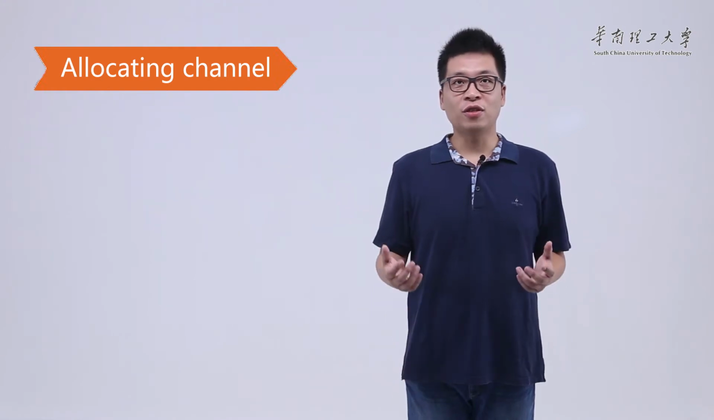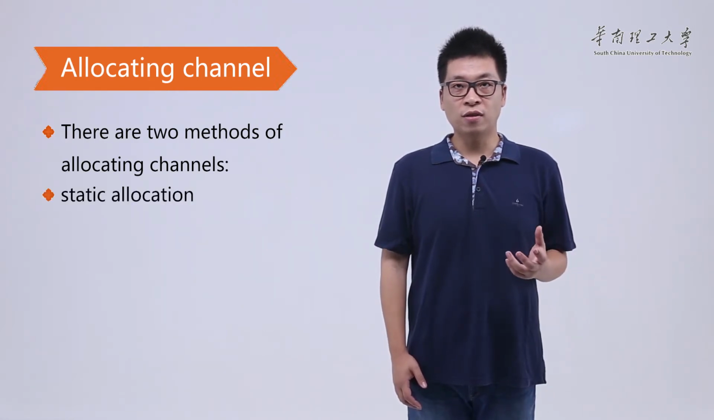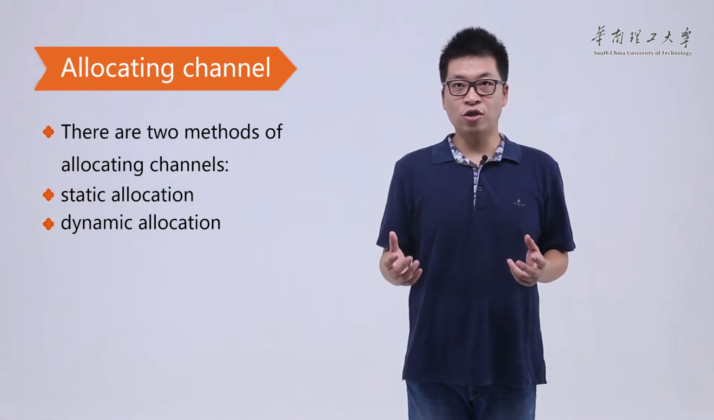The topic of this section is channel allocation. When a channel is shared by different users, how each user accesses the channel should be controlled under a certain policy. There are two methods of allocating channels: static allocation and dynamic allocation.